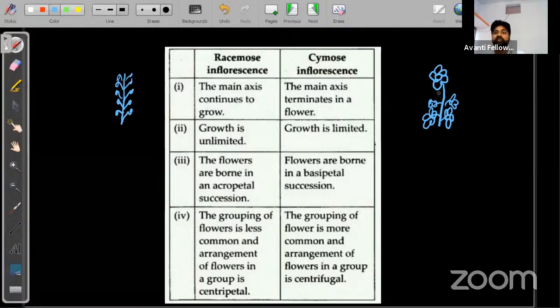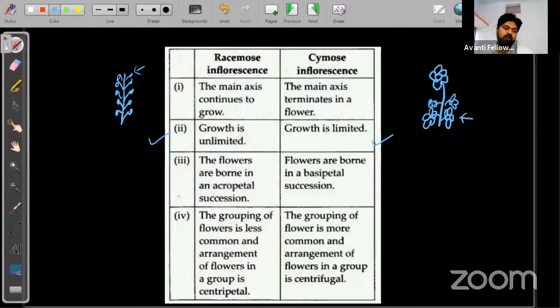So this is the main difference between racemose and cymose. Actually, racemose and cymose are opposite to each other. How are they opposite? Because in case of racemose, new flowers are developed on the apex side. In case of cymose, new flowers are developed on the basal side. This is one thing. Next thing, here growth is unlimited. Here growth is limited.